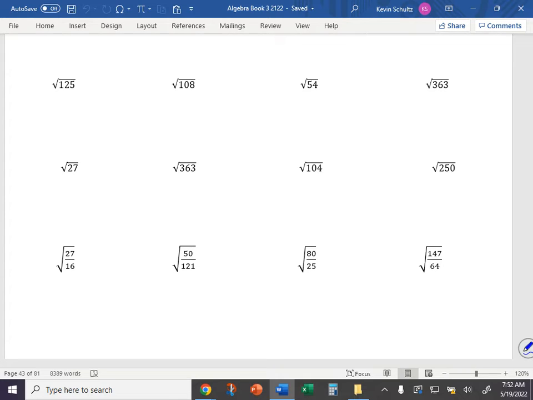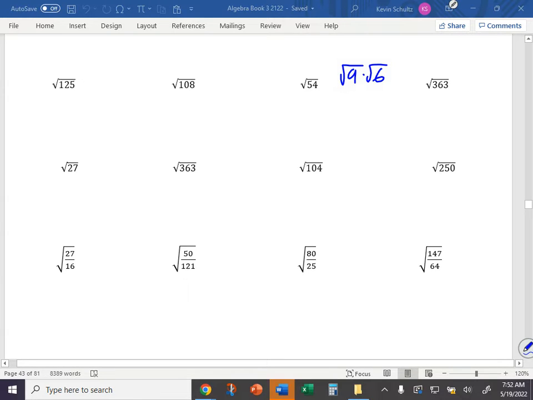And one of those factors needs to be a perfect square. For 54, what's that factor pair? Who already knows it? Catherine? 9 and 6. Yes. Now there are other factor pairs of 54, right? 18 and 3, but 18 and 3, no perfect squares. 27 and 2, no perfect squares, right? So 9 and 6 is the one that we want.